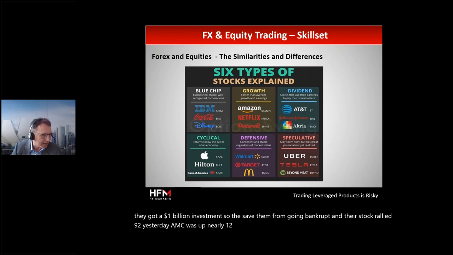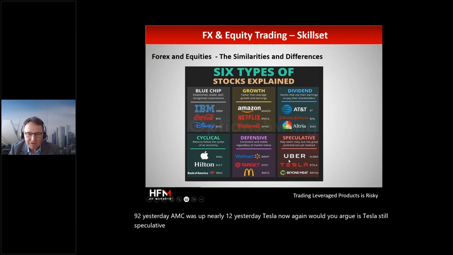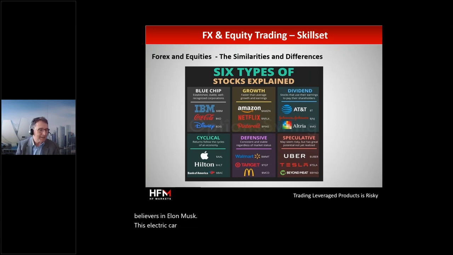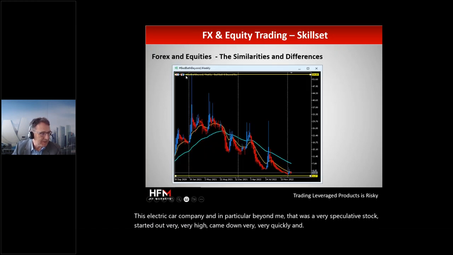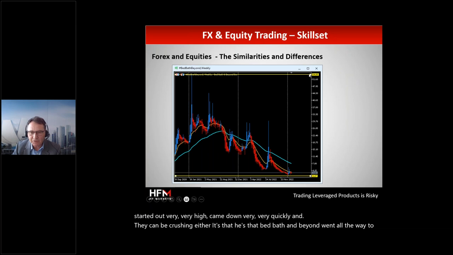Tesla, now again, would you argue Tesla is still a speculative stock? Who knows? It lost 65% last year, didn't it? But there are many, many believers in Elon Musk and his electric car company in particular. Beyond Meat was a very speculative stock. It started out very high, came down very quickly, and they can be crashing. Bed Bath and Beyond went all the way to $55, $54.